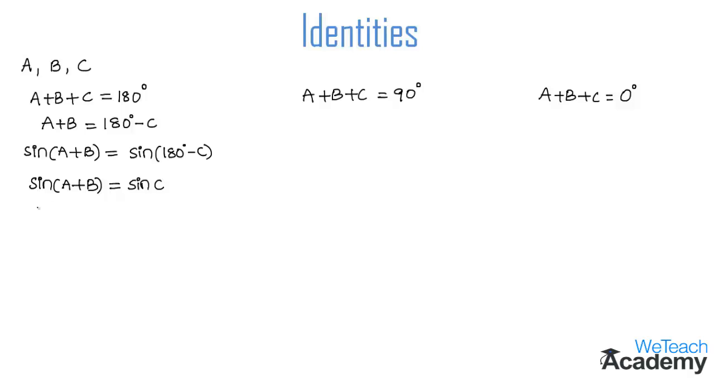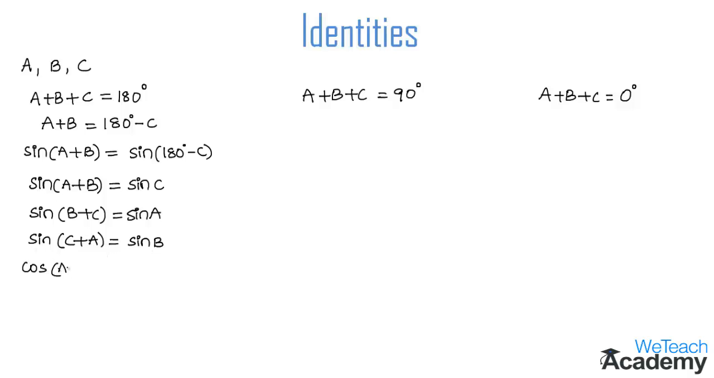So this is the identity, and similarly we can also get the identity for sine of b plus c is equal to sine a, and sine of c plus a is equal to sine b. So here these are the identities where we can replace the value of c with a plus b and so on. And now let us apply the trigonometric ratio cos.